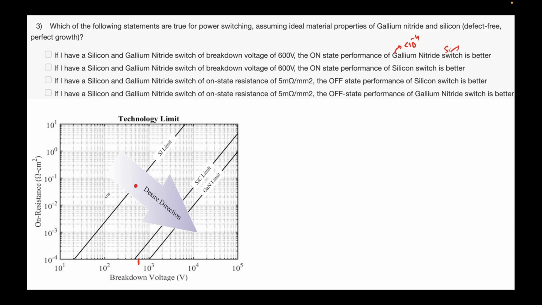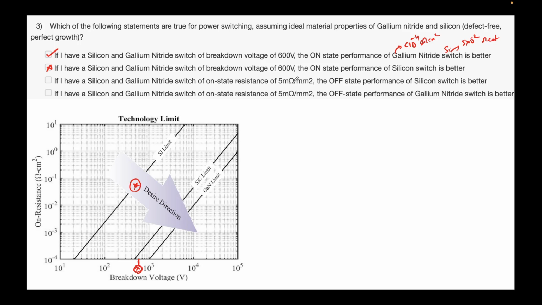Let's say this is 0.1, so this is, let's say, 0.05, 5 times 10 to the power minus 2 ohm centimeter square, same numbers. Which has the lower resistance? Gallium nitride has the lower resistance, right? For the same breakdown voltage, the silicon point is here, the gallium nitride point is here. Which is better? Gallium nitride. So this option is correct: the on performance of gallium nitride is better. This option is wrong.